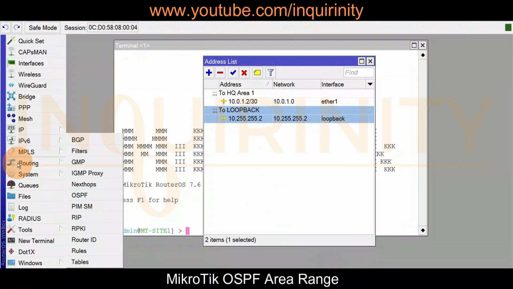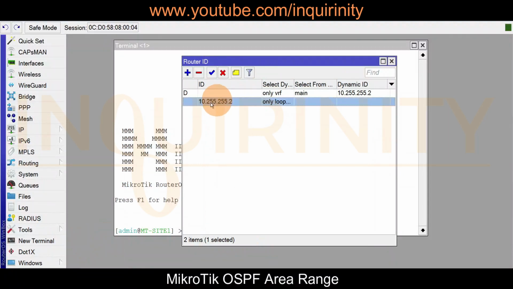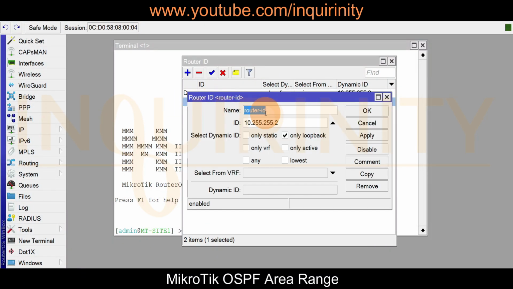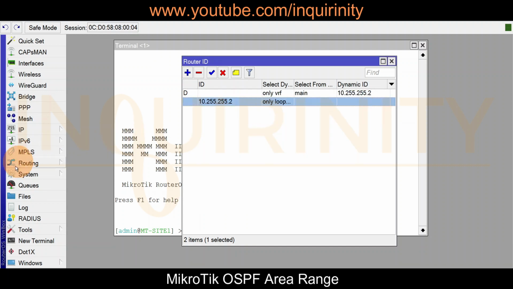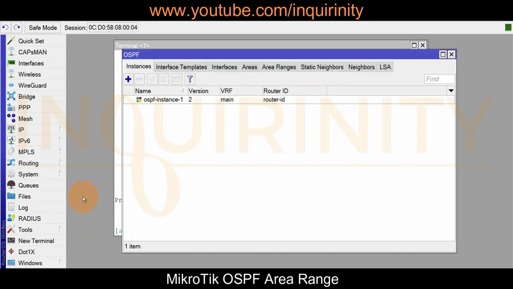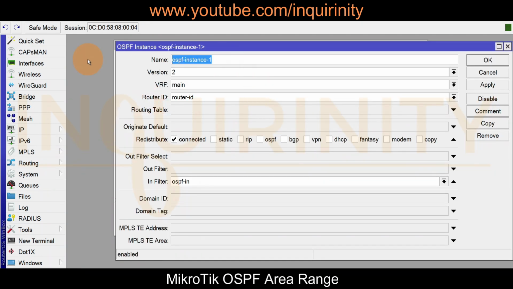For routing router ID, we configure 10.255.255.2. Again, the name will be just the standard router-ID. We go to routing OSPF under instances. So we have just the same instance name, version 2, VRF is main, and the router ID. We don't have any default route, so we will only redistribute connected.